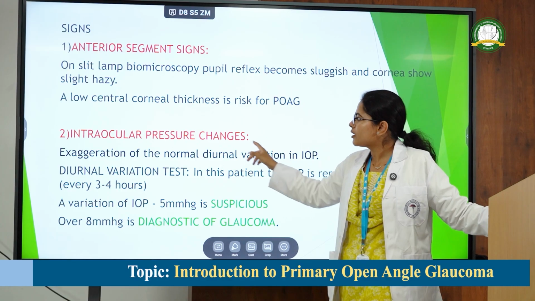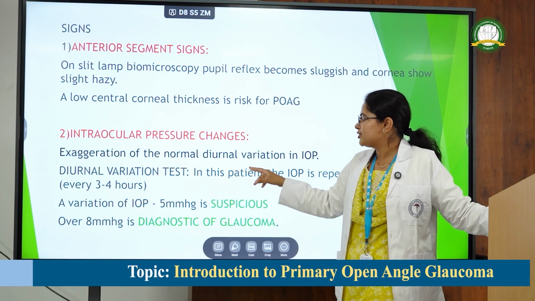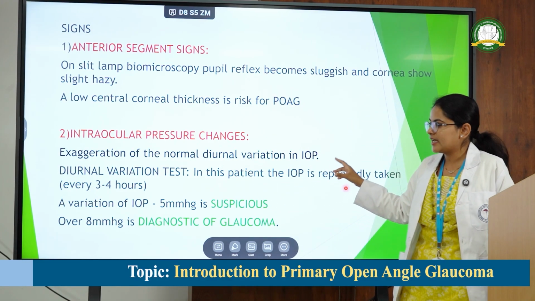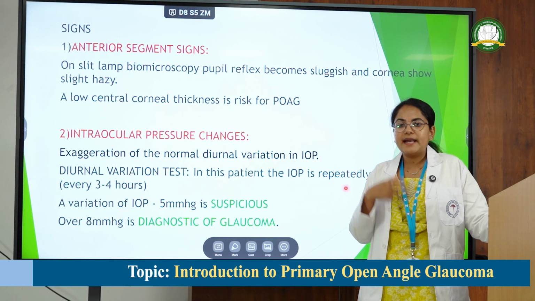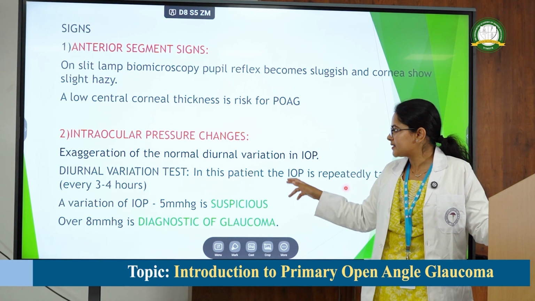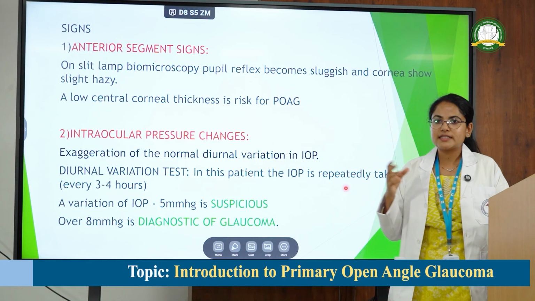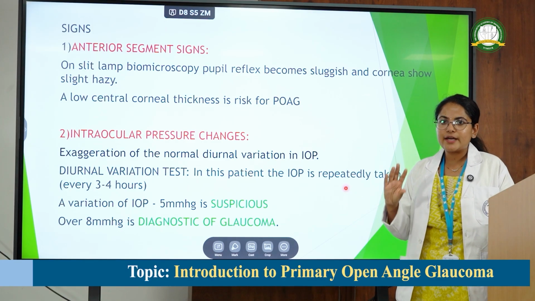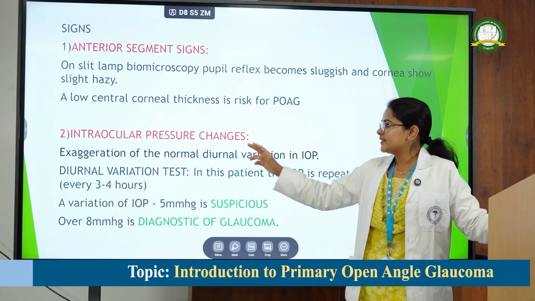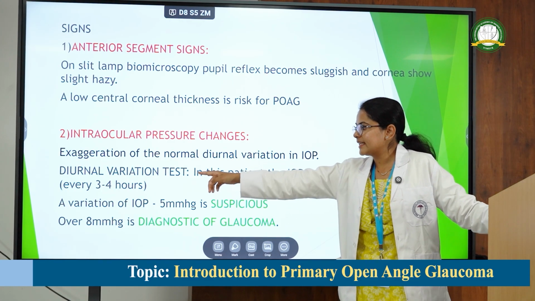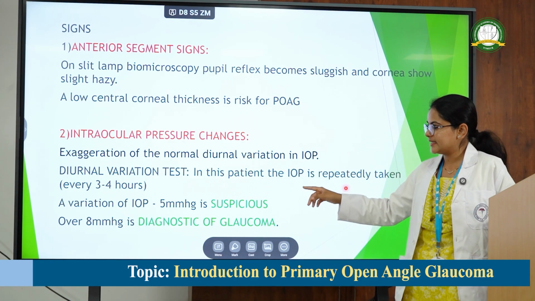Intraocular pressure changes. Exaggeration of normal diurnal variation in IOP. So why does IOP vary? Because of blood corticosteroid levels. When blood cortisol levels increase, the IOP increases. When cortisol level decreases, IOP decreases. For that we have to do one test. What is the test? Diurnal variation test.